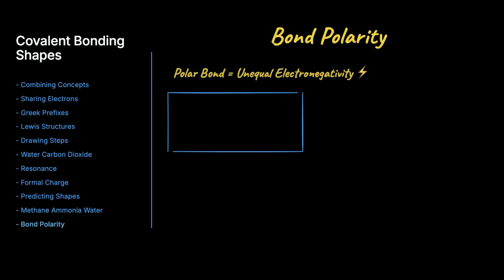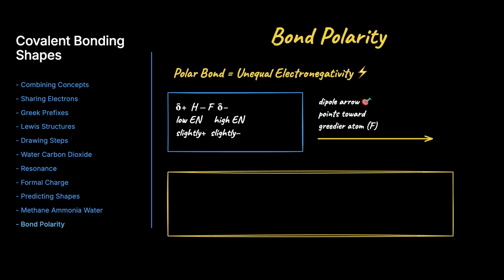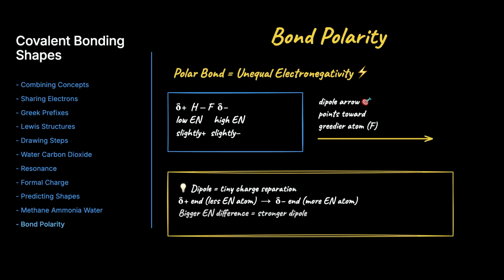Let us talk about polarity, starting with a single bond. A bond is polar when the 2 atoms differ in electronegativity. So one end pulls the shared electrons closer and turns slightly negative, while the other turns slightly positive. This tiny separation of charge is called a dipole, pictured as an arrow pointing toward the greedier atom.